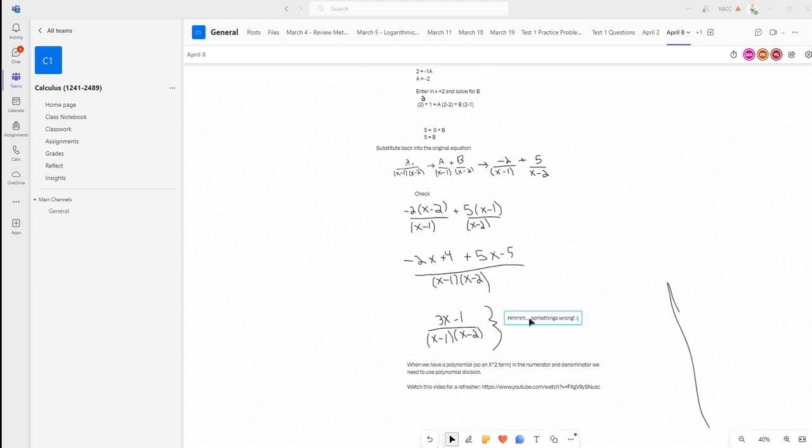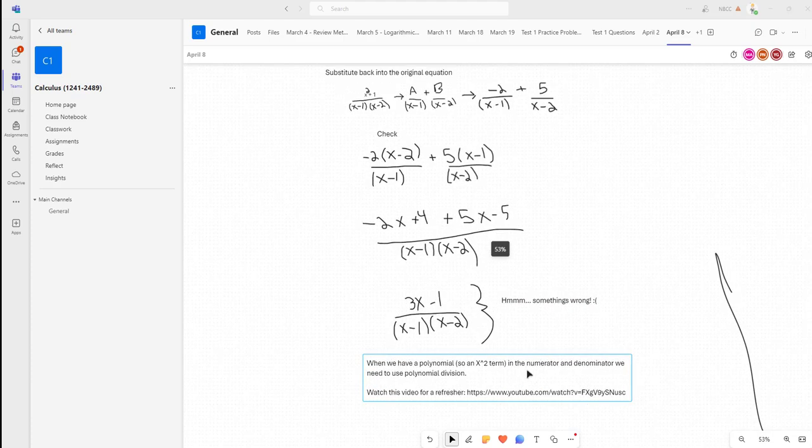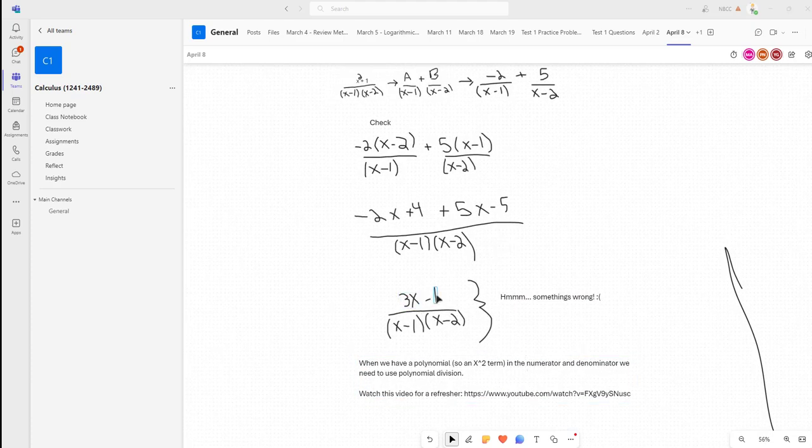Okay, so we figured out something's wrong. What we're going to need to do here is, when we have a polynomial term, so when we have something that's, say, an x squared term in the top and an x squared in the bottom, we're going to need to do something that's called polynomial division, all right? This is not something that, again, I want to focus too much time on. We just need to know the simplest way how to get through it.